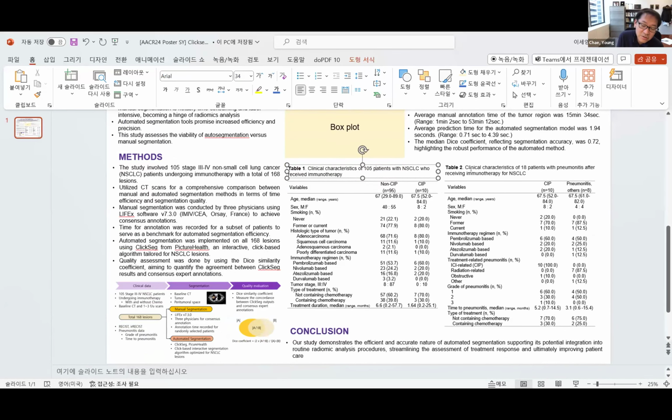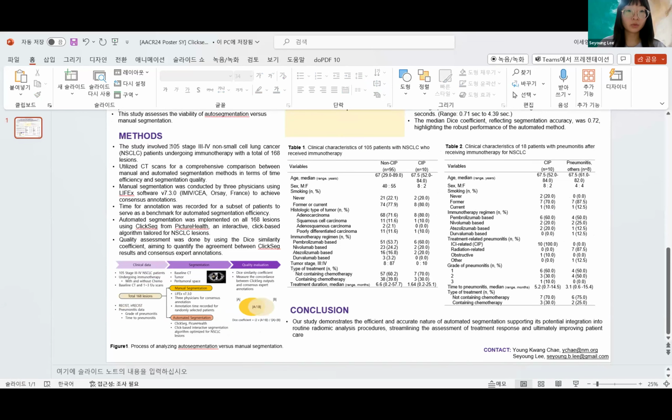Yeah, so you now cannot do this, because pneumonitis is not the focus here. For this project, how many patients did you actually look at for each group? So this involved a total of 105 and the lesion was 168.